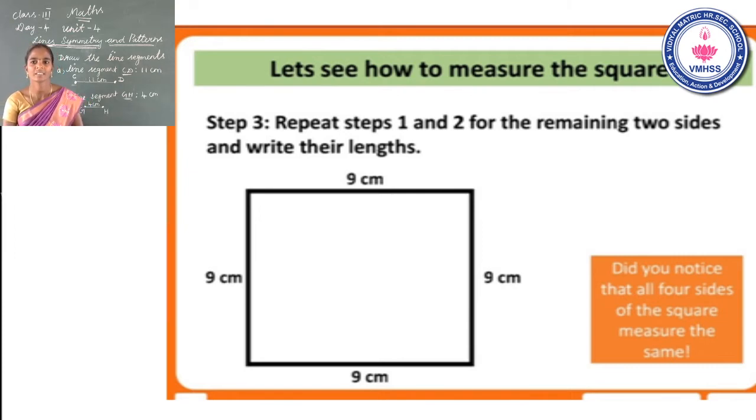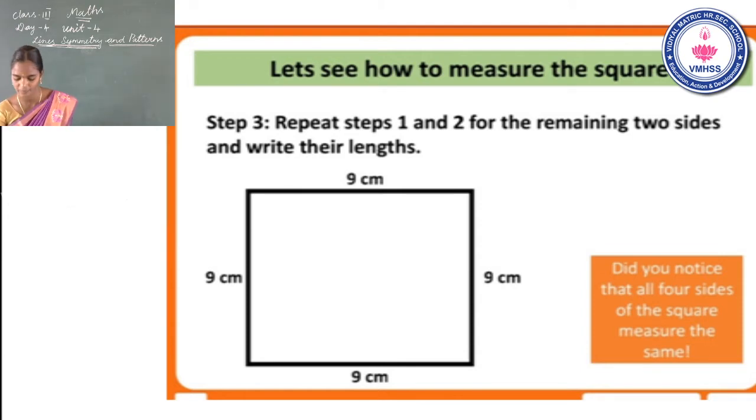Do you know the properties of a square? A square has all sides of equal length. The vertical and horizontal lines are equal in length. Okay children, is it clear?